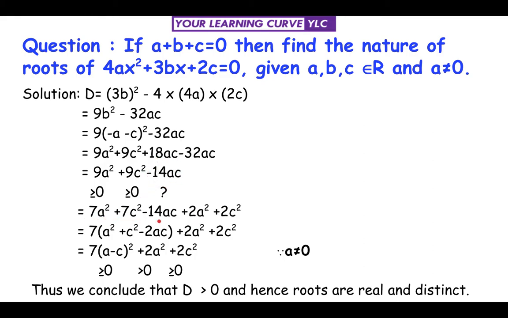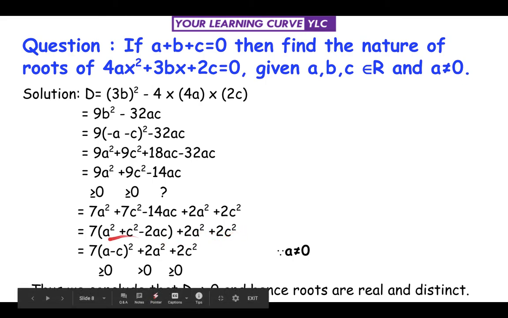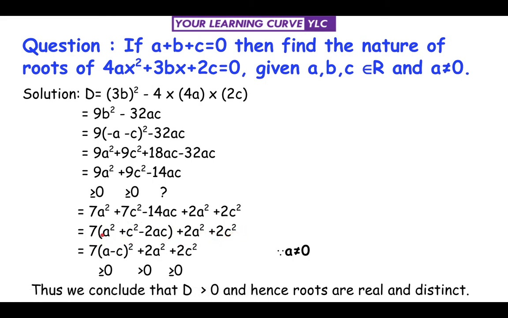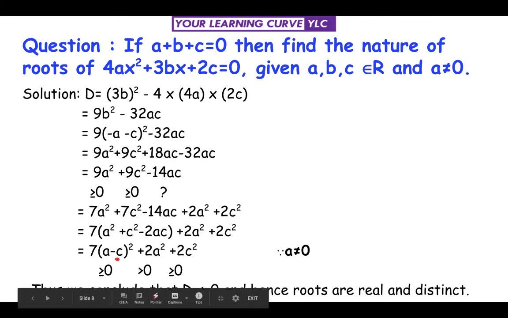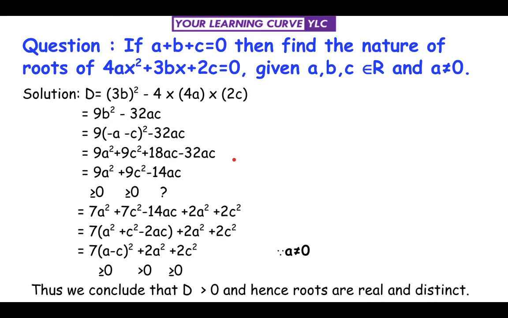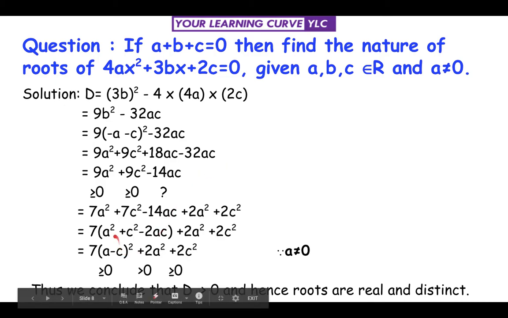From here you take out 7 common, you get 7 times a square plus c square minus 2ac plus 2a square plus 2c square. Now, you observe this expression. This is what? a minus c whole square. So, now we can write it as 7 times a minus c whole square plus 2a square plus 2c square. Here a minus c whole square is a perfect square, a square is a square, c square is a square, all of them are positive multiplied by a positive constant. So, this number is positive, positive, positive.